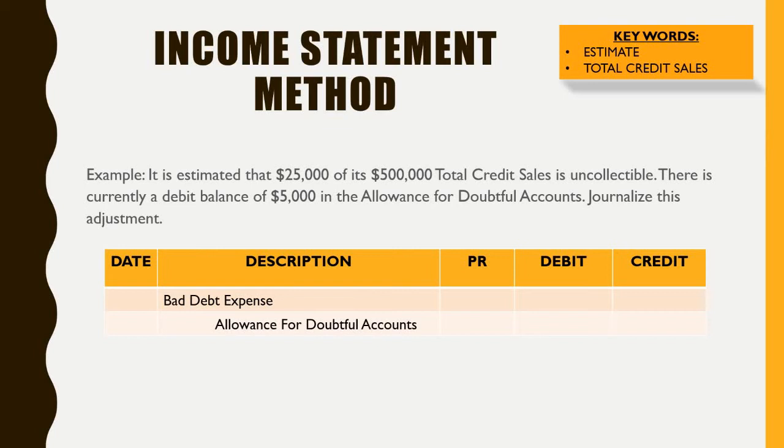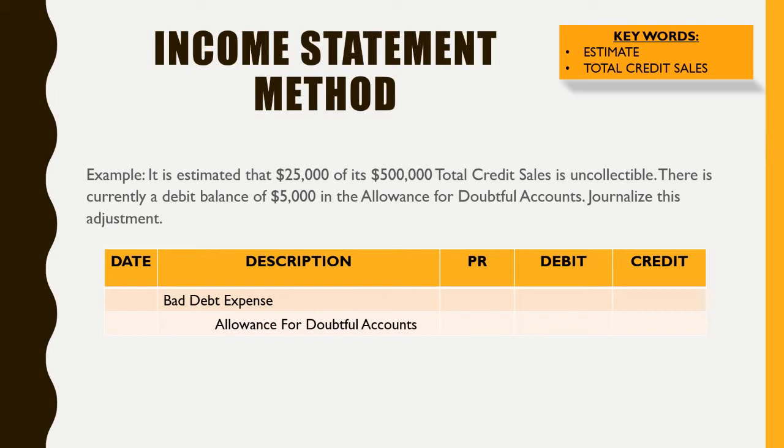So if that's the case, let's take a look at the scenario here. If the company estimates that $25,000 out of its $500,000 total credit sales is to be uncollectible, and there's currently a debit balance of $5,000 in the allowance for doubtful accounts, how do I record this adjustment? The journal will look identical.